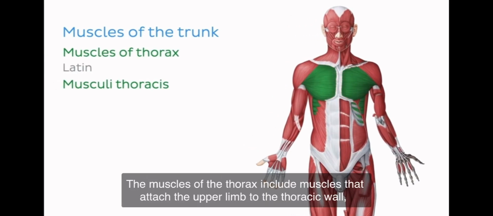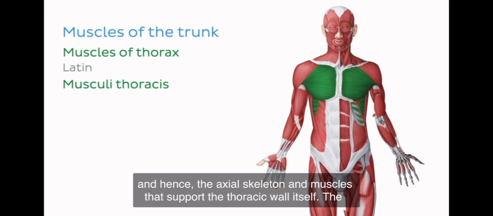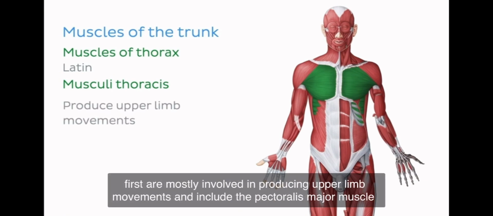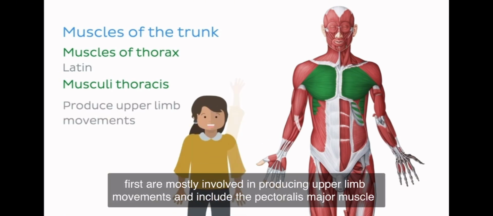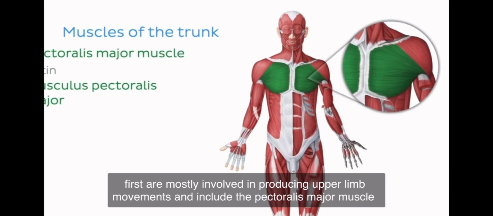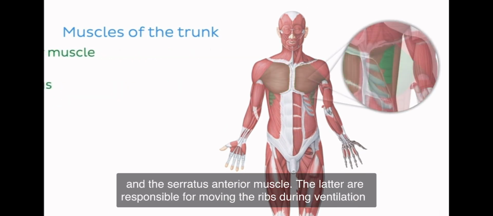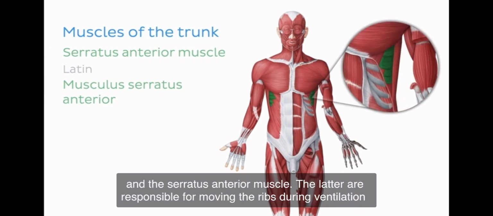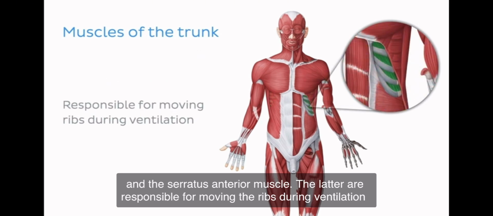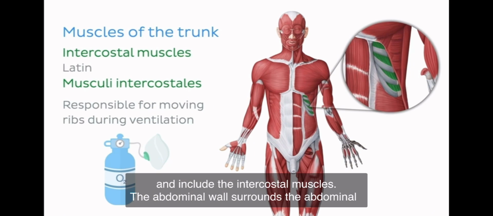The muscles of the thorax include muscles that attach the upper limb to the thoracic wall, and hence the axial skeleton, and muscles that support the thoracic wall itself. The first are mostly involved in producing upper limb movements and include the pectoralis major muscle and the serratus anterior muscle. The latter are responsible for moving the ribs during ventilation and include the intercostal muscles.